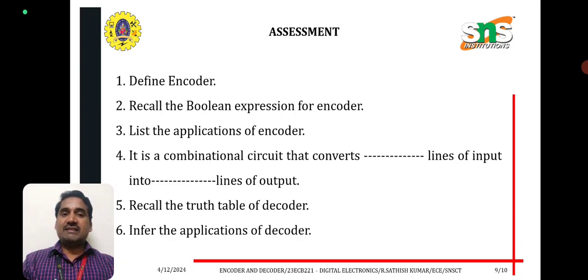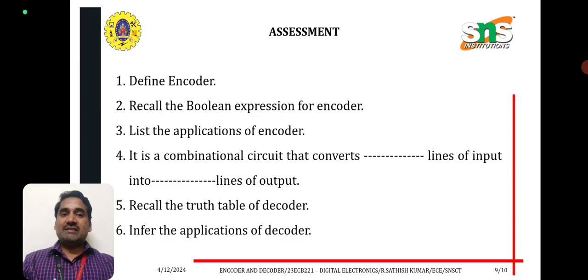List the applications of encoder. It is used for conversion of octal memory address into binary memory address. In microprocessors and microcontrollers, octal instructions can be converted into binary format. In communication systems, it is used to encode octal data into binary form for transmission.